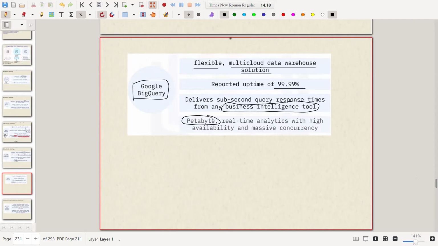Okay. And it can also give you real-time analytics, with high availability and also concurrency. Fine. So these are some of the ideas where you can use a data warehouse. Which type you should use depends on your organization and the plan which you have for your organization to work on.